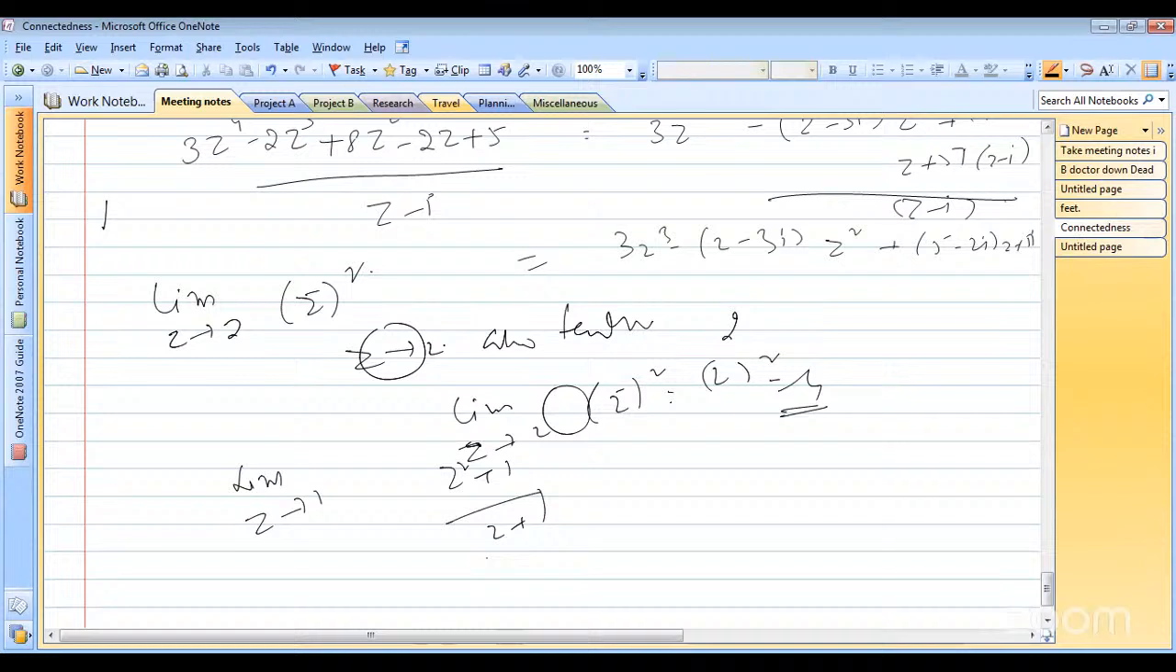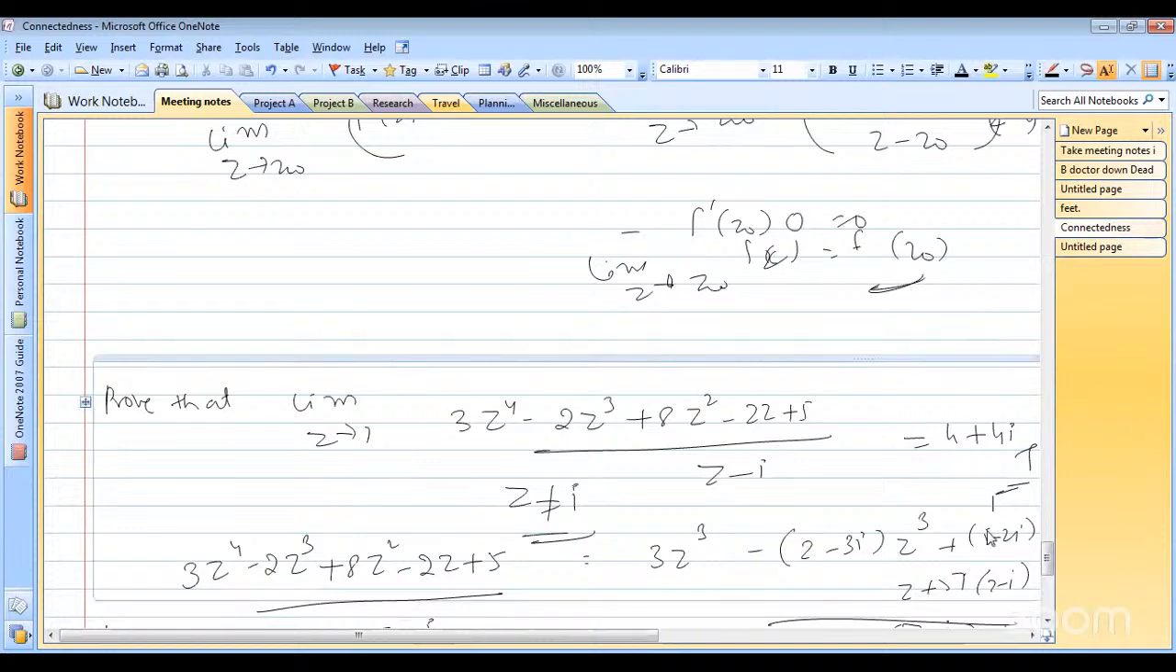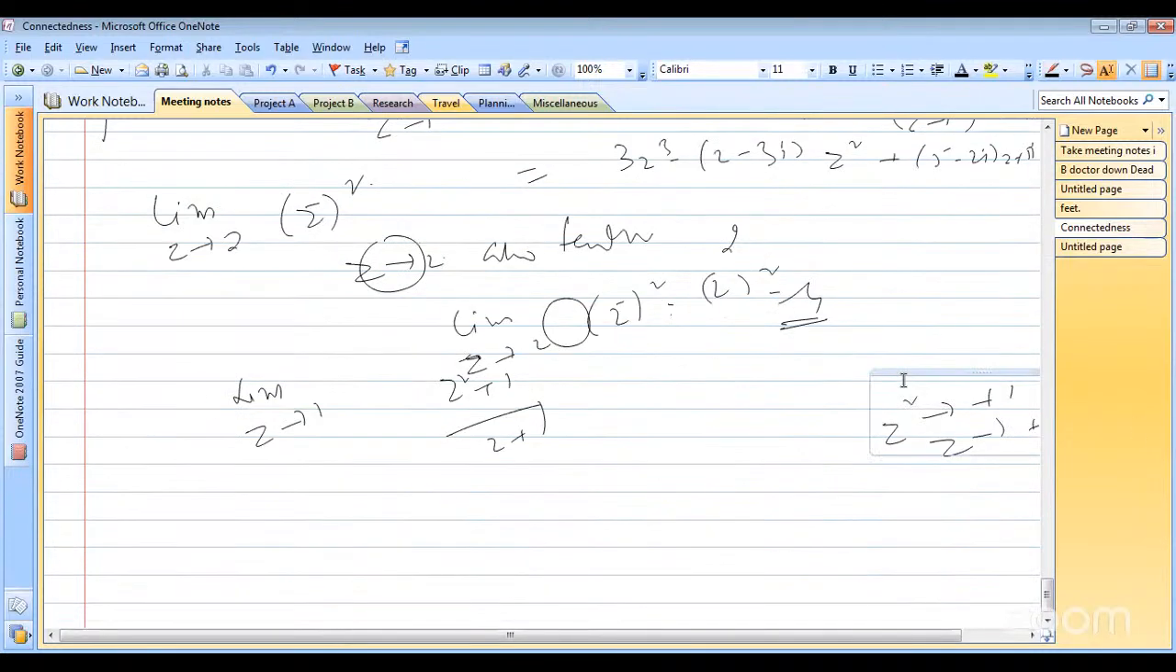Z square plus 1 by z plus 1, so we take these values here. Since z plus 1 is not equal to 0, z is equal to 1. So z square plus 1 by z plus 1 means 2 by 2 is equal to 1. Why? Because we know that z plus 1 is not equal to 0. We are applying the same in this. So that is what we have taken here.